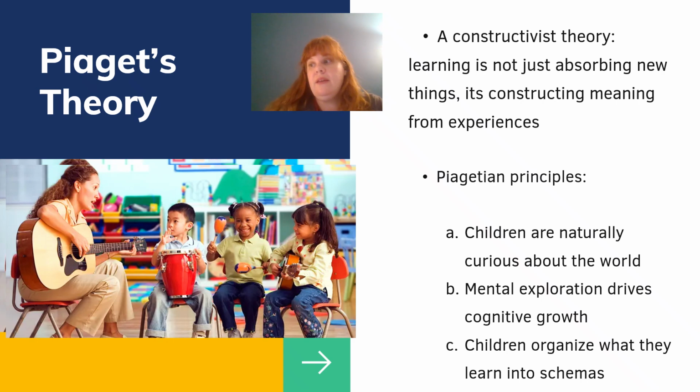Piaget is probably the most well-known cognitive psychologist. He was a Swiss psychologist, and he was doing his work in the early 1900s. He came up with a theory of learning that is a constructivist theory. So let's just talk real quick about what constructivist means.